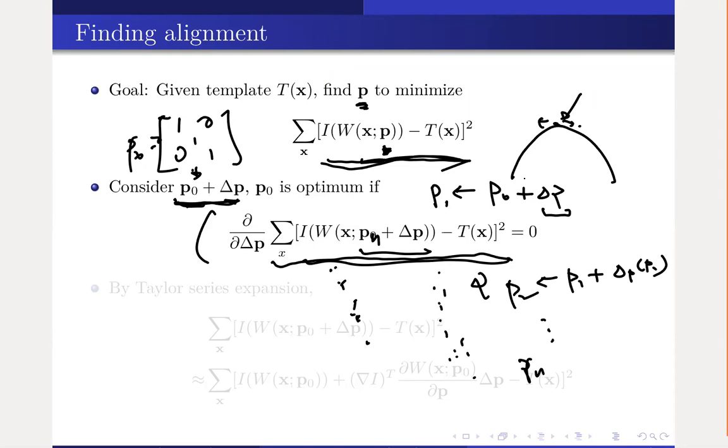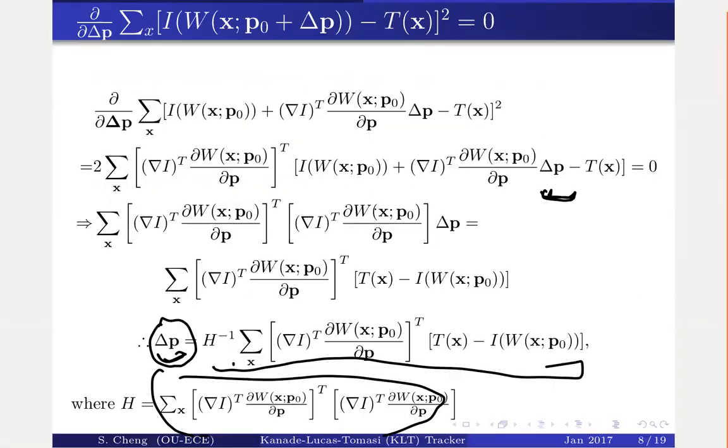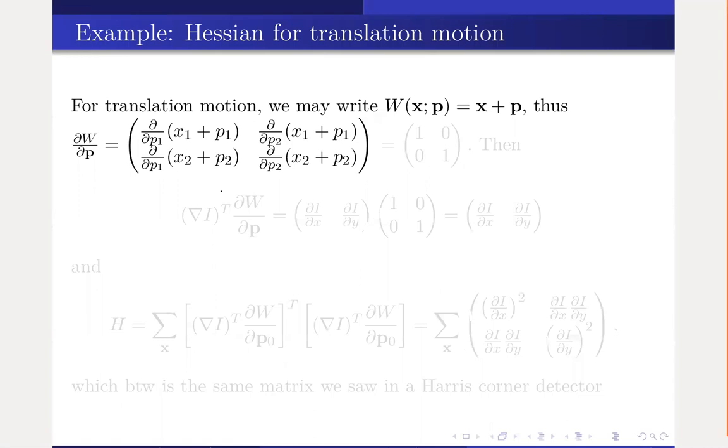So that's the idea. We go through this equation here, which is a bit ugly, but after we find this delta P, we can just iterate and eventually get the correct P here. So this is just an example. Let's say I'm just doing translation. That would go back to the Lucas-Kanade algorithm, right? Because Lucas-Kanade is really just translation.